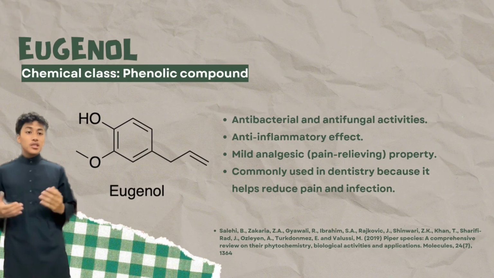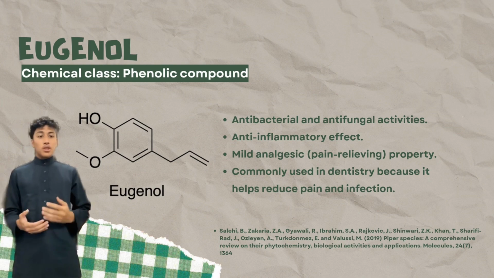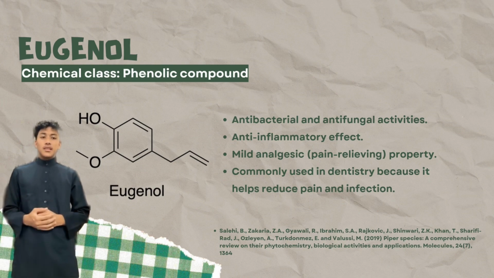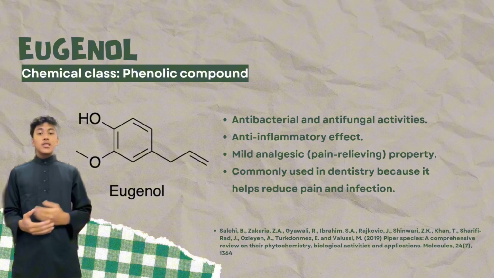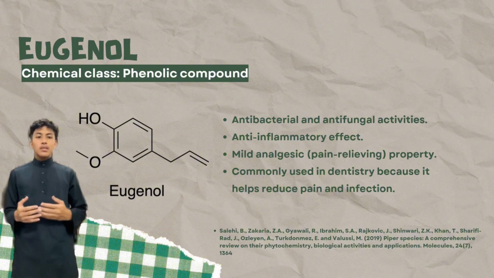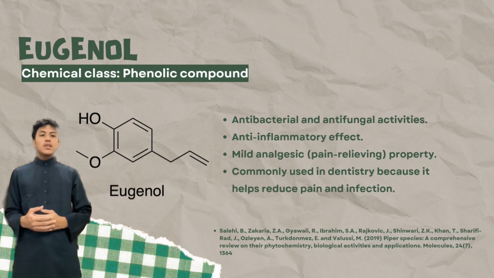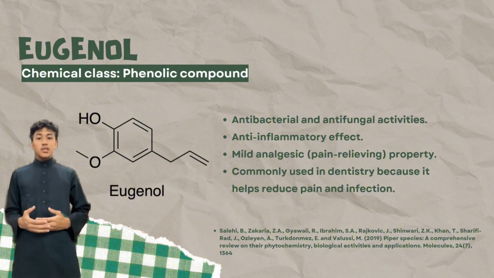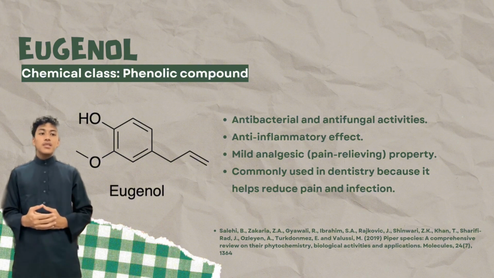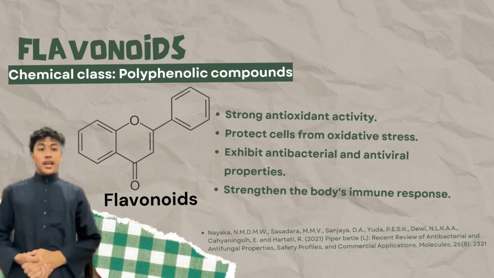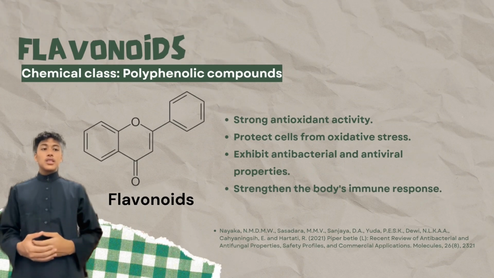Next compound is eugenol, which is also found in clove oil and is widely used in dentistry. Eugenol exerts its antimicrobial effect by disrupting the bacterial membrane and denaturing proteins and enzymes that are essential for bacterial survival. In addition, it inhibits ATP production, reducing the energy supply needed for bacterial growth. This helps prevent bacterial colonization and infection.